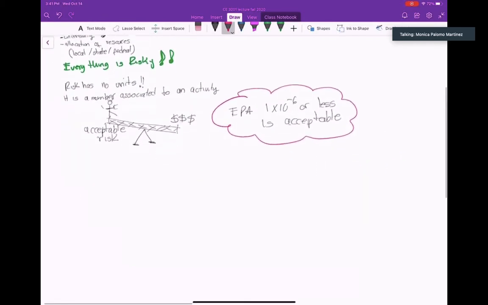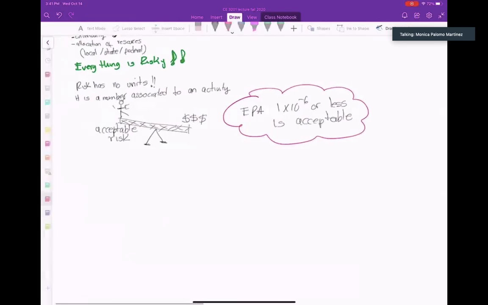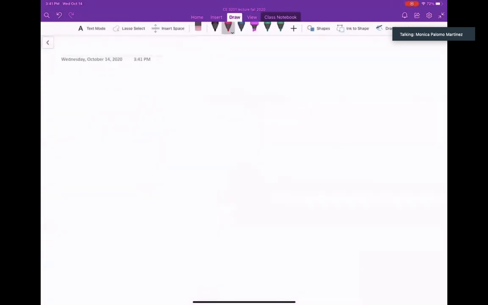So to be able to do risk assessment, let me just add another page in here. It starts to get a little bit small. To do risk assessment, we need to talk about a few different things. And I'm going to be introducing some important terms as we talk about these 4 different parts. Part number 1 is going to be the hazard identification.